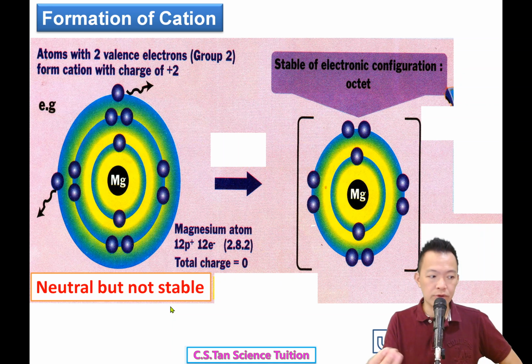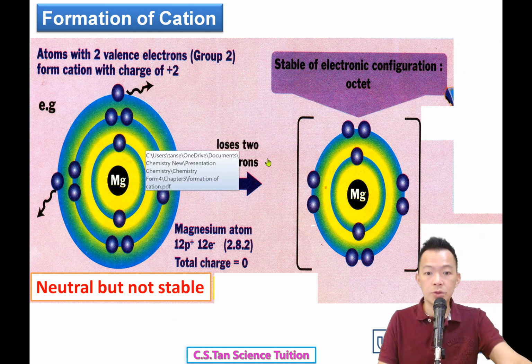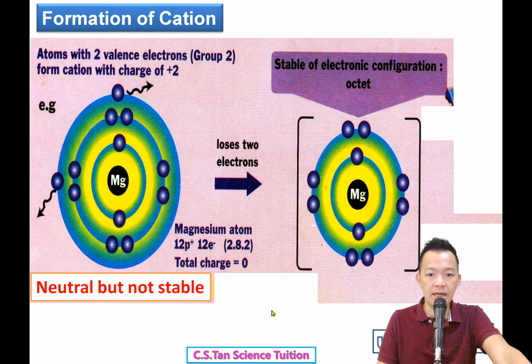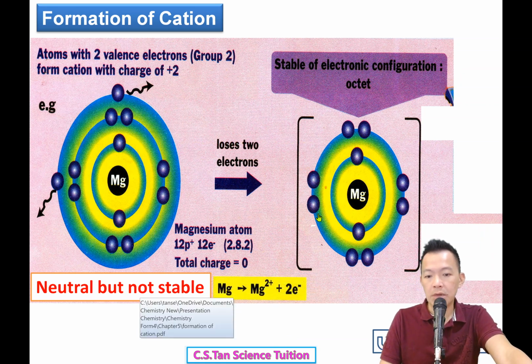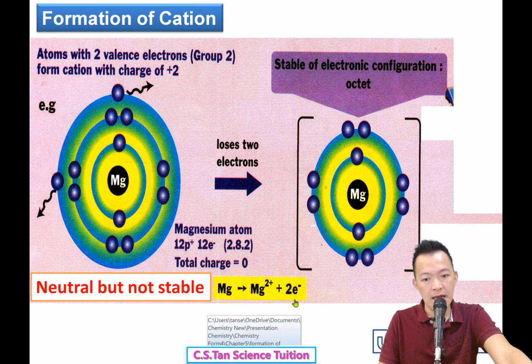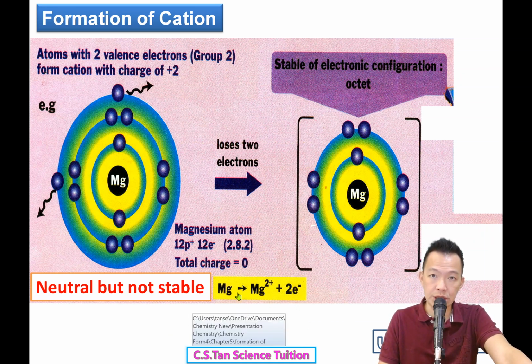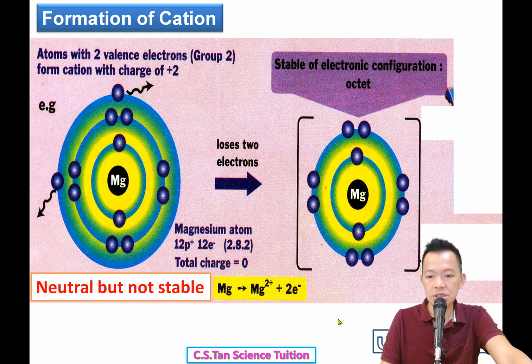Although it is neutral, it is not happy, it is not stable. So what happens if the magnesium atom is not stable? During chemical reactions, magnesium likes to lose the 2 valence electrons. It likes to get rid of those 2 extra electrons. And finally, what happens? Magnesium loses 2 electrons to become the magnesium ion, Mg2+. What is this called? We call this a half equation. So write in your notes, this kind of situation we call a half equation.